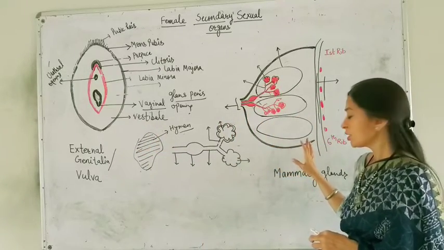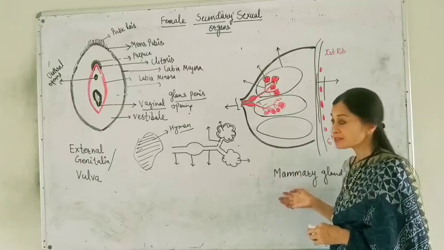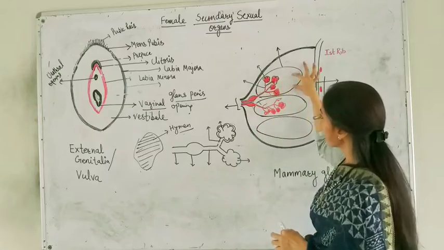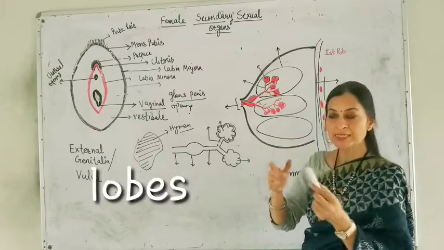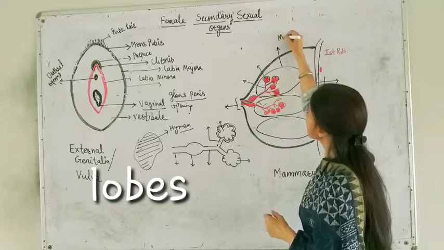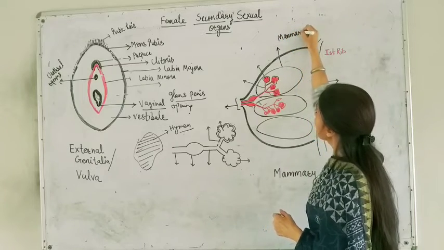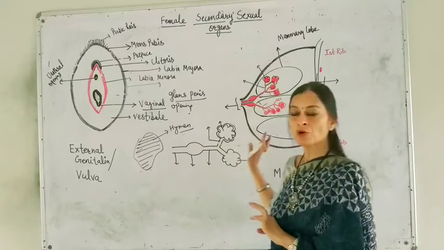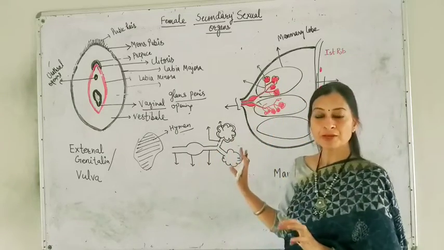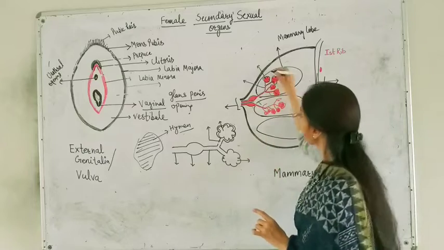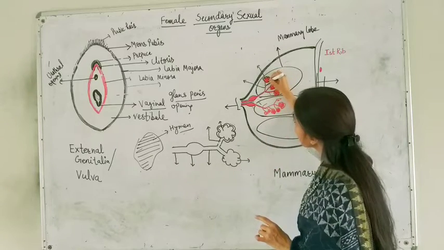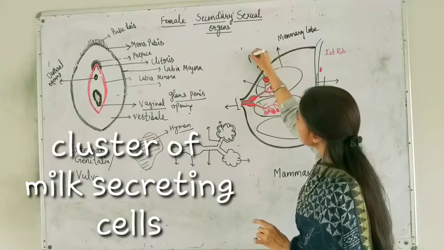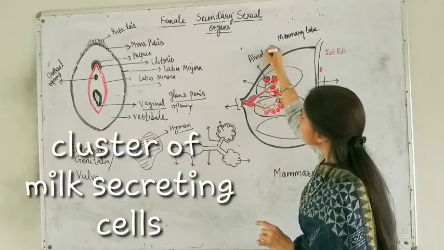Now come to the next type of secondary sex organ, or you can call it the mammary glands. I have shown here the breast, and this breast has some lobes, which we call the mammary lobes. There are about 15 to 20 mammary lobes. I have drawn only 3 lobes here. Each lobe has a cluster of cells. You can see this is a cluster of cells, and this cluster of cells is known as alveoli.